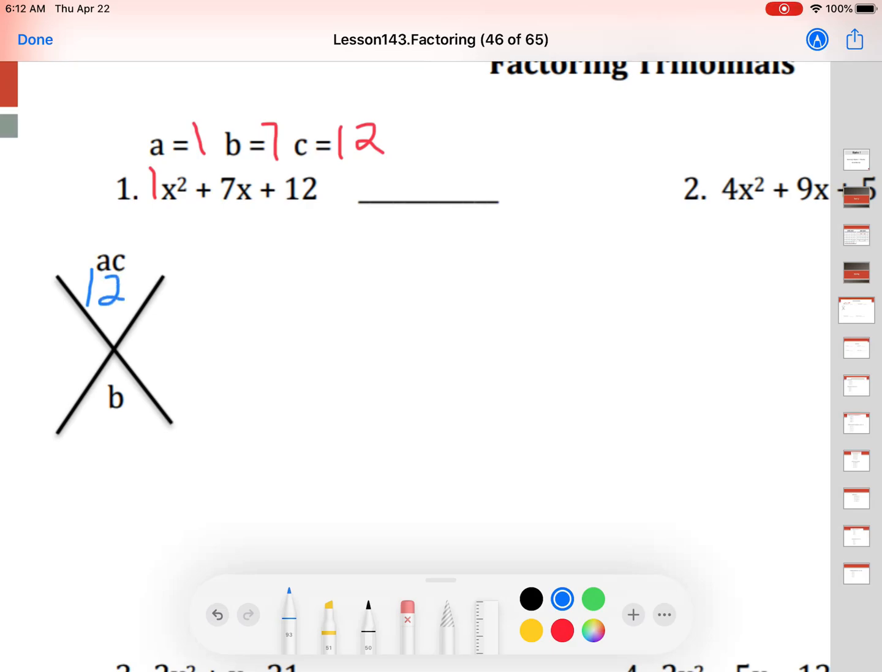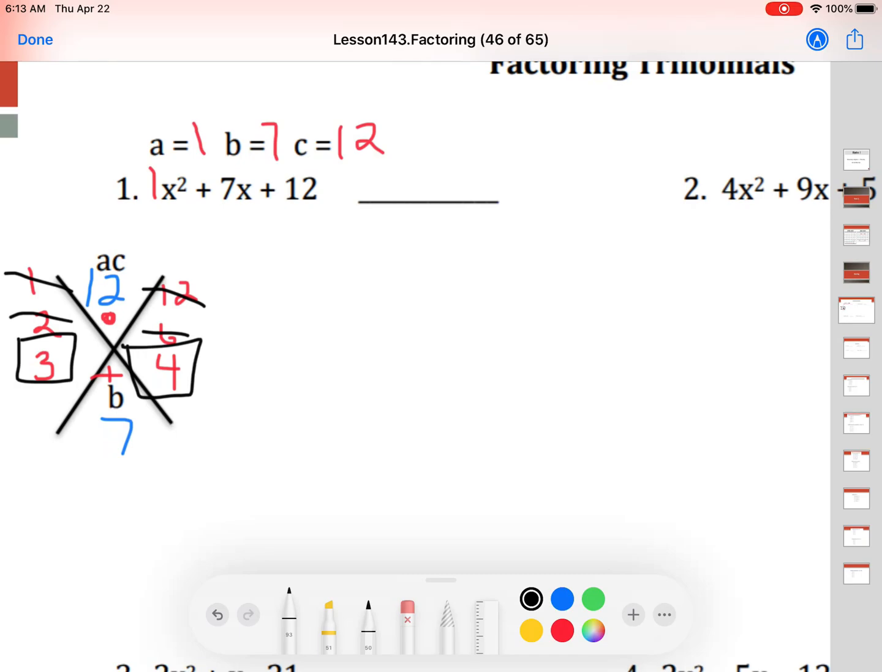The easiest way to remember that is that air conditioning, or AC, is blowing from the ceiling. So I take my AC and I put it on the top. B stands for bottom, so I need to put a 7 on the bottom. So now what I need to do is think about factors that multiply to make 12, but would add to make 7. So I'm going to write my factors of 12 starting in order. 1 times 12, 2 times 6, 3 times 4. So I need to see which pair would add to make a 7. 3 plus 4 is 7.